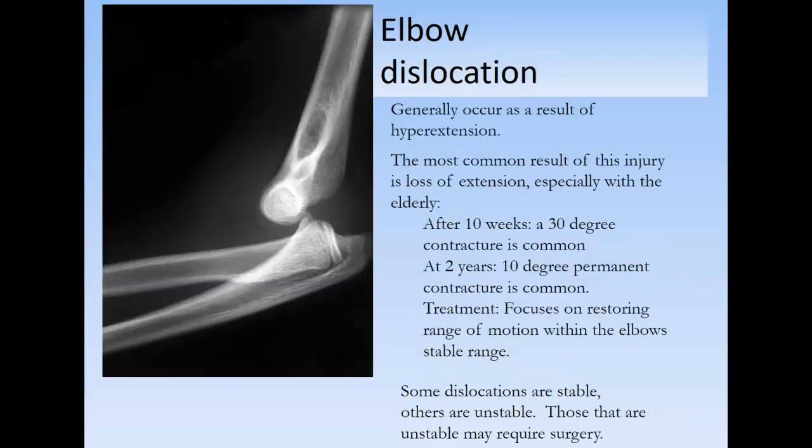Elbow dislocation generally occurs as a result of hyperextension. The most common result of this injury is loss of extension, usually with the elderly. And it kind of progresses, shows you how much they lose over time. Some dislocations are stable, others are unstable. Those that are unstable may require surgery.